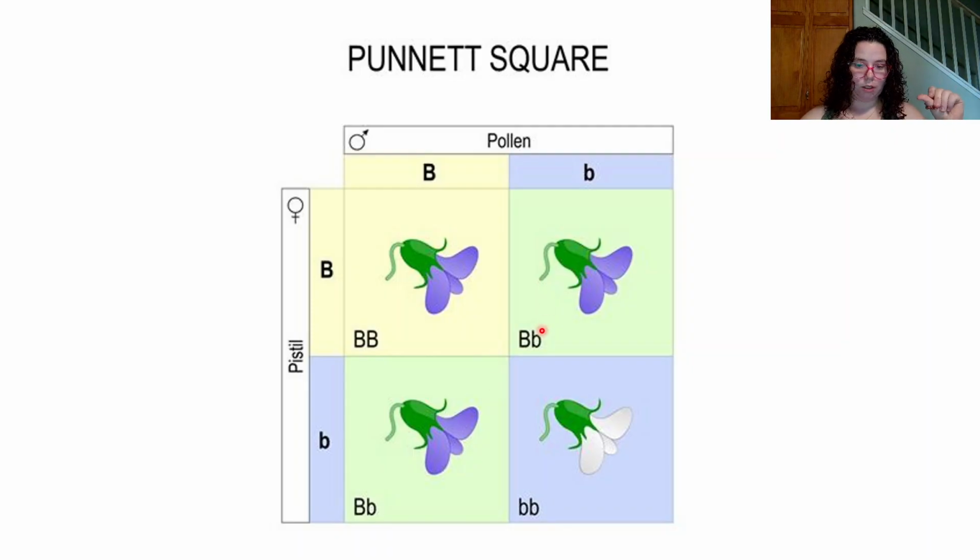Two out of 4 is heterozygous purple. And the last one out of 4 is homozygous recessive with a recessive color of white. I can also identify that this is complete dominance because when the big B is present, everything is the dominant color, which is double B's. As long as there's a big B in there, everything's purple, which means that there is complete dominance in that big B.